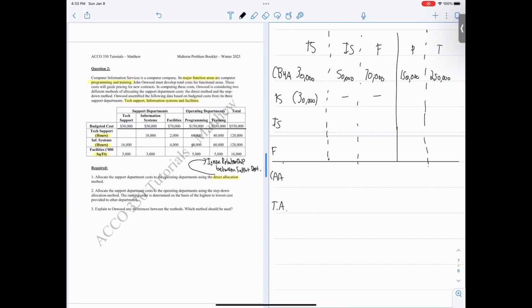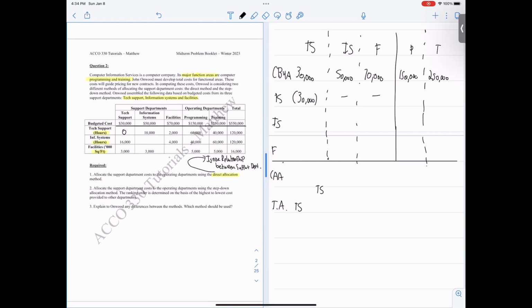I'm calling it TA for TS, total allocation for tech support. Now, for tech support, I first need to figure out how much tech support helps tech support. You see here that tech support doesn't help themselves. They allocate no hours to themselves, and this is the correct answer.